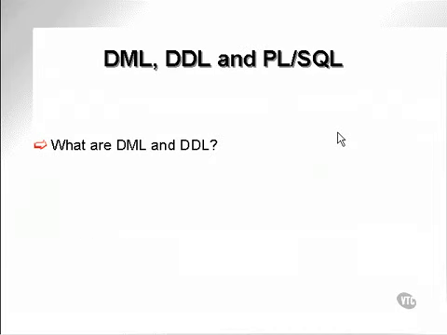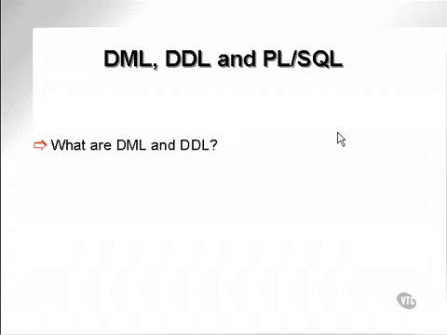What are DML and DDL? DML stands for Data Manipulation Language. The DML commands are used to change data in the database. DDL actually means Data Definition Language. The Data Definition Language is used to change objects in the database. In other words, change a table, add a column, remove a column, change a data type.